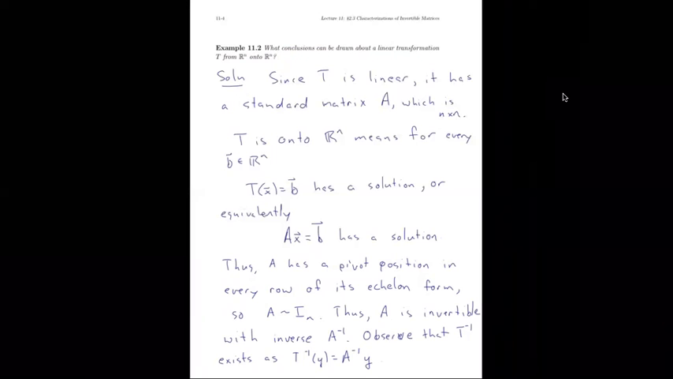So that's it for 2.3. We'll begin chapter 3 in the next video, where we'll start talking about determinants and how to use determinants to potentially calculate inverses or determine whether or not an inverse for a matrix might exist.